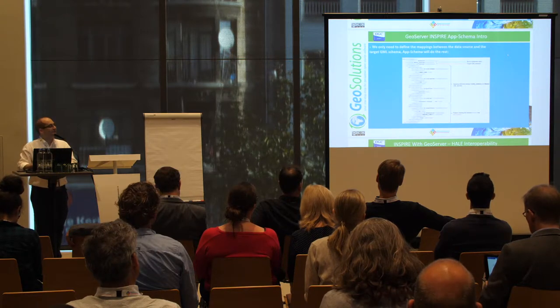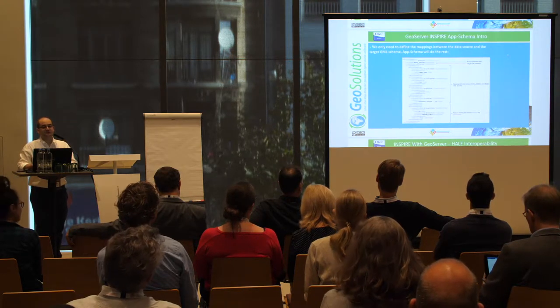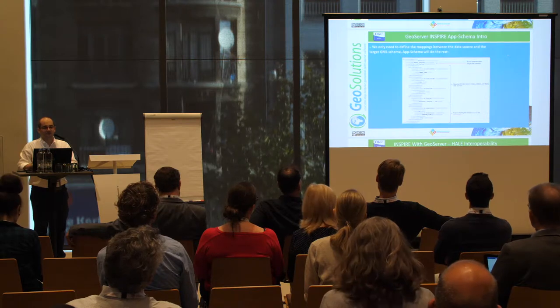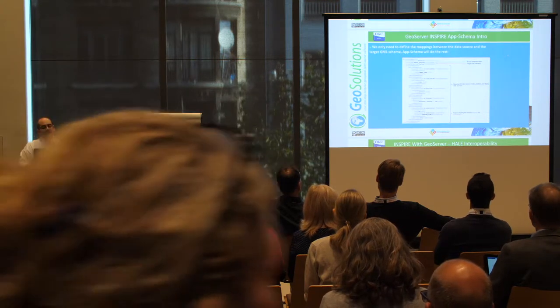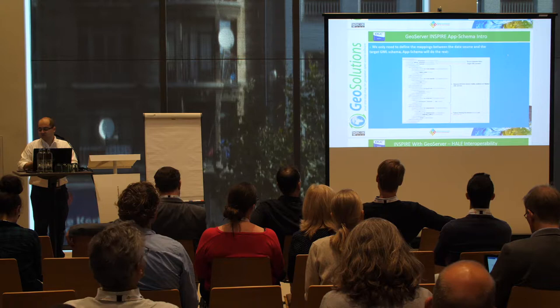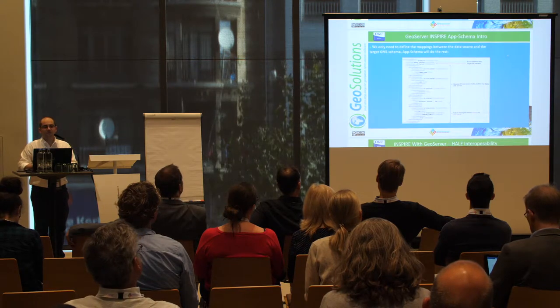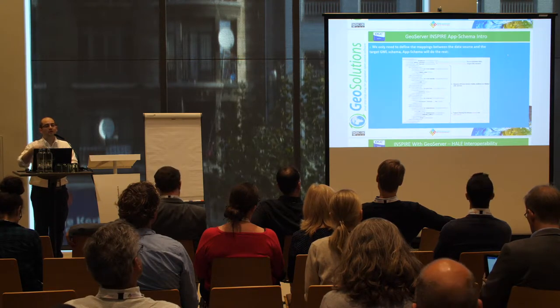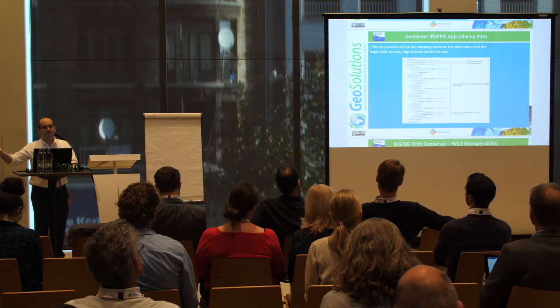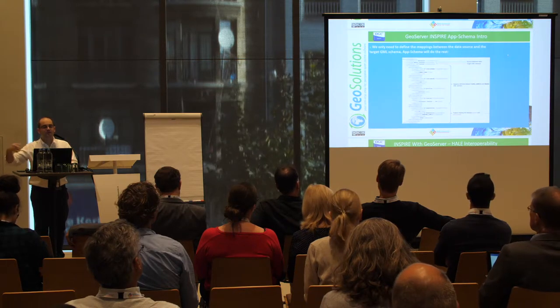Okay, so this is what the configuration file looks like. I put it here. You cannot see it very well. That was the purpose, because it's a very complex configuration file. Basically what we need to do here is just define the mapping. If I have a table, the column of this table will end up in that target schema-defined feature type attribute, and so on.